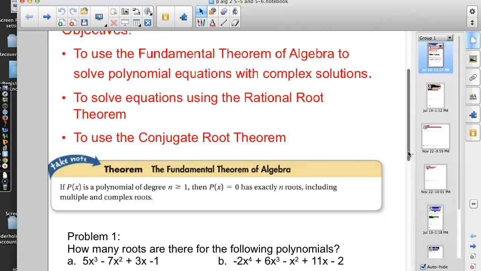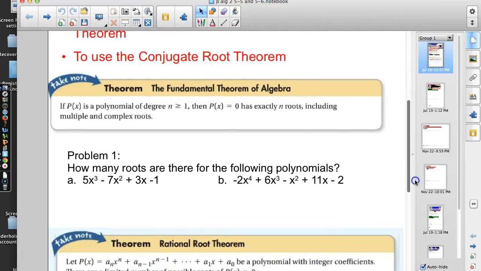And we have the fundamental theorem of algebra right here. And here's what it says in this book. Every book writes it a little bit differently. If p of x is a polynomial where its degree is greater than or equal to 1, so it has an x in it, then p of x equals 0 has exactly n roots, including multiple or complex roots.